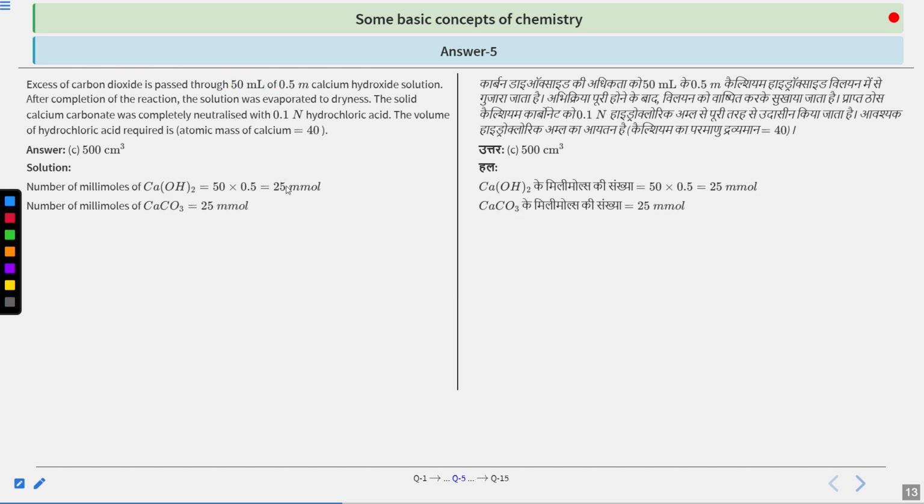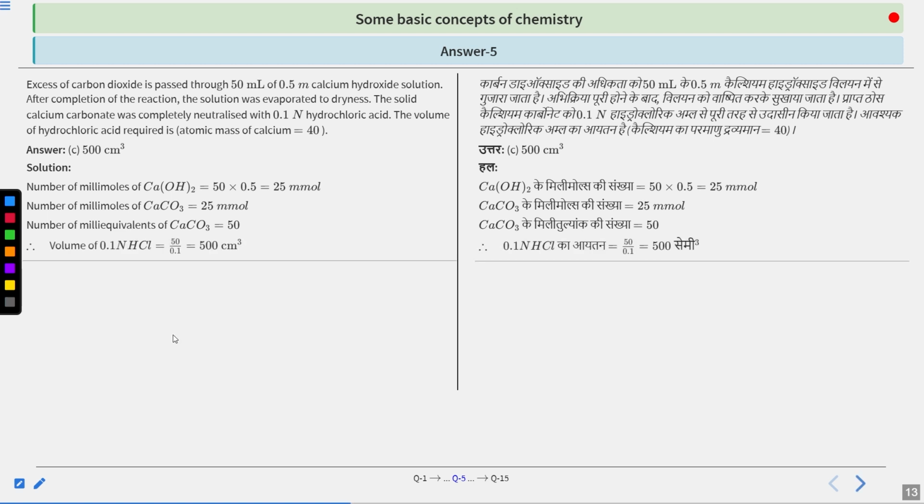What is the number of millimoles of CaCO3? It is 25 millimoles. Because according to the equation, 1 mole of Ca(OH)2 upon reaction with CO2 will give 1 mole of CaCO3. Therefore, 25 millimoles will give 25 millimoles of calcium carbonate. Now, what is the milliequivalent of calcium carbonate? It will be 25 into 2, that will give you 50.